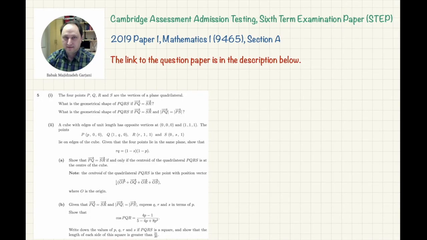Cambridge Assessment Admission Testing, 6th-term examination paper. STEP 2019 Paper 1, Mathematics 1, Code number 9465. Section A. The link to the question paper is in the description below.